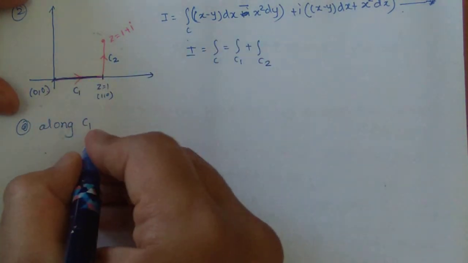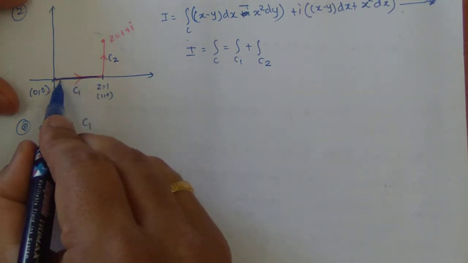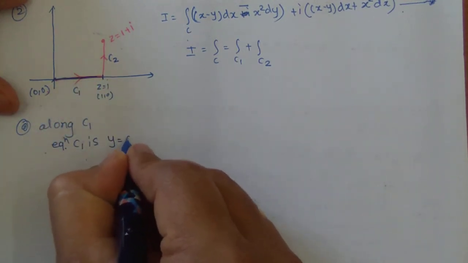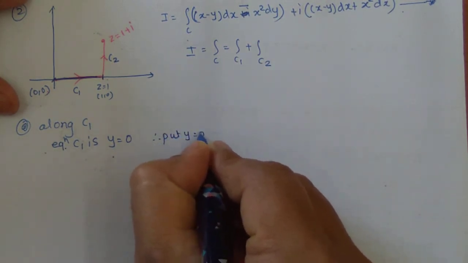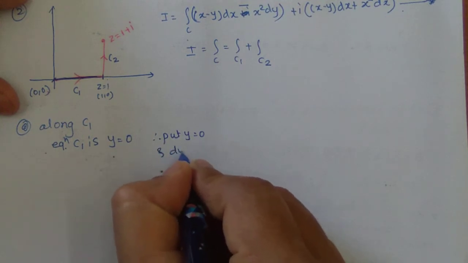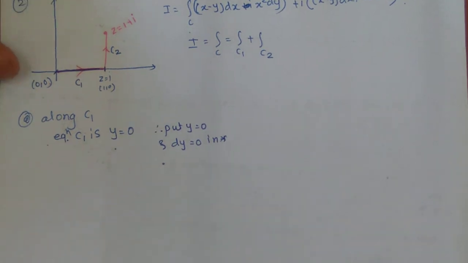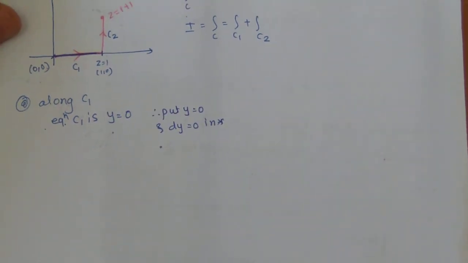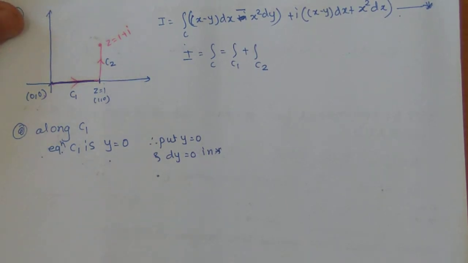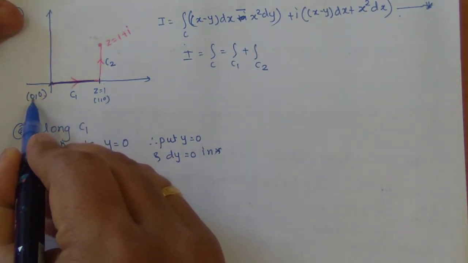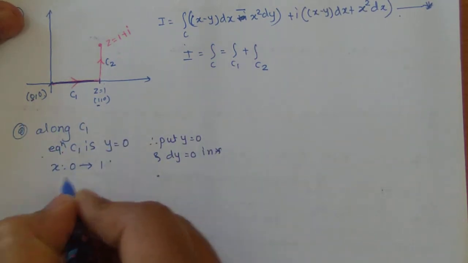Along C1, the equation of C1 is, since this is a horizontal axis, y equal to 0. Therefore, put y equal to 0 and dy equal to 0 in equation star. Now as y is 0 and dy is also 0, your star will be in terms of x. You can see the change in x coordinate: x changes from 0 to 1.